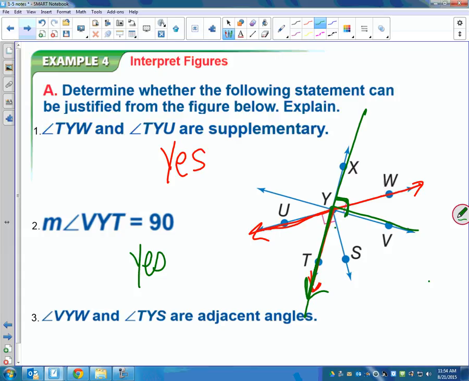Again, it kind of goes back to that whole linear pair. They add up to be 180. They make a straight line. So we're not assuming things here. We're using what's marked, and we're using our vocabulary to help us.